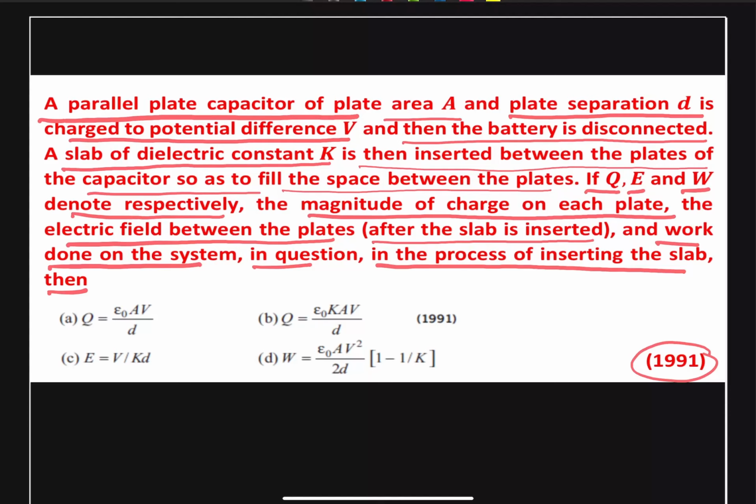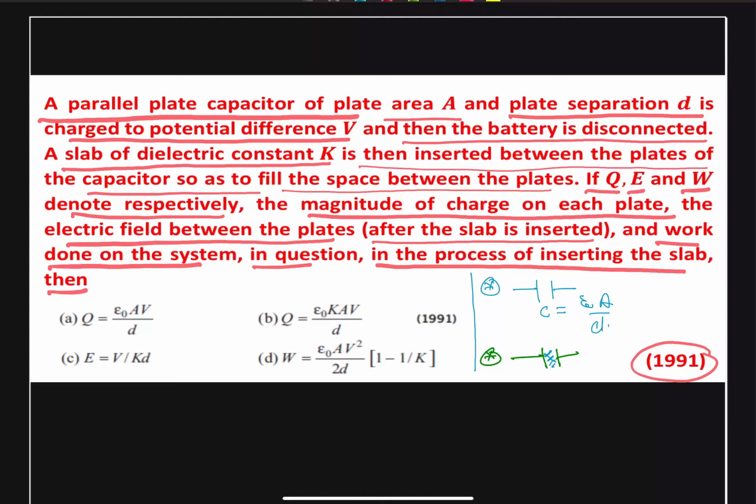So basically we have two situations. In the first part there is no dielectric, and suppose the capacitance is C, then this value of C will be equal to epsilon naught A upon d. And in the second part, when a dielectric is inserted between the plates, so we have some kind of dielectric.